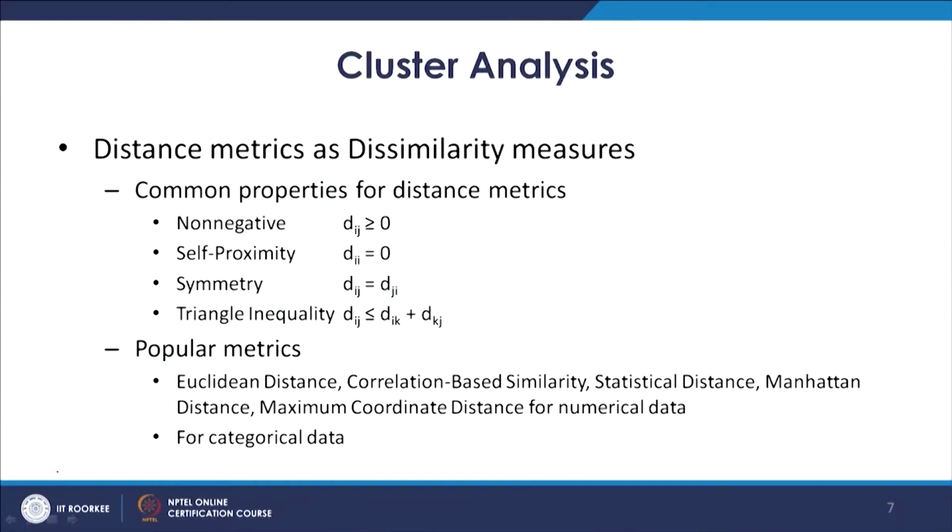We also talked about some common properties that have to be satisfied for a metric to be accepted as a distance metric. These properties are non-negative, self proximity, symmetry, and triangle inequality. As we discussed in the previous lecture, these have to be satisfied. Then these are some of the popular metrics: Euclidean distance metric, correlation based similarity, statistical distance, Manhattan distance, maximum coordinate distance. These are some of the metrics that we are going to cover in today's lecture.